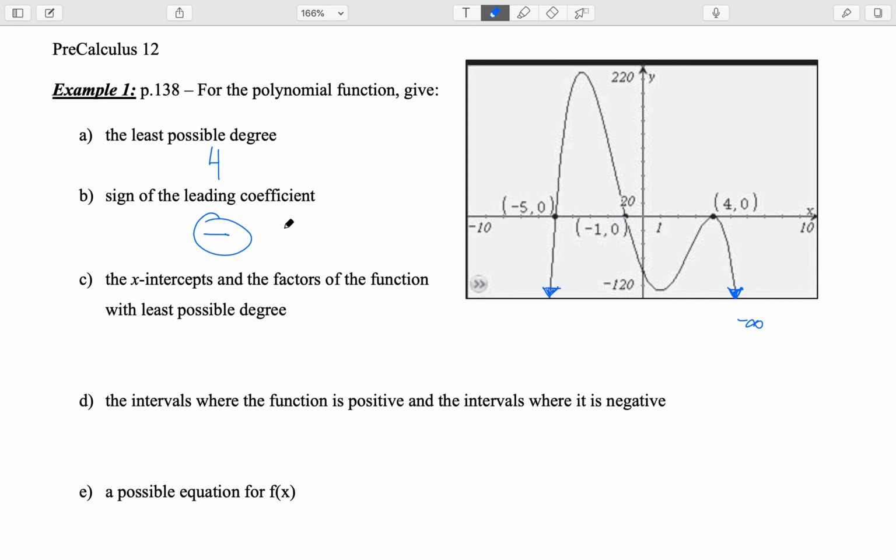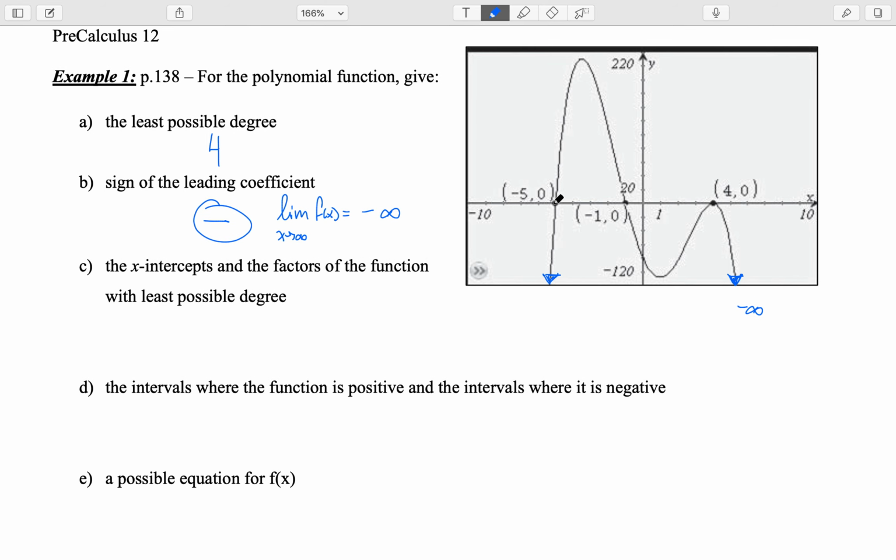And the reason why, if they ask you to explain why, well, because the limit as x goes to positive infinity of f of x is negative infinity, right? We know that. But you'll never see this notation in the textbook. So what are the x-intercepts? It hits the x-axis at negative 5, 0. Give it to you as exact. Negative 1, 0. And also 4, 0.